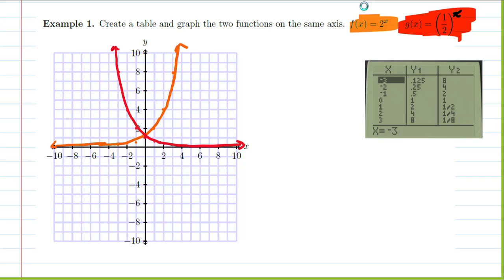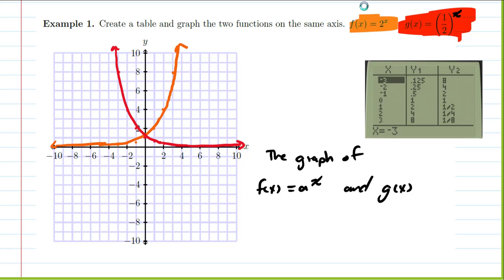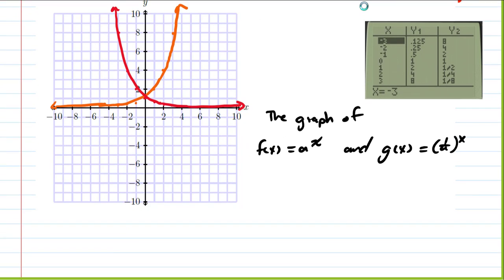And it turns out that that's true, that the graph of f of x equals a to the x and g of x equals 1/a to the x are reflections across the y-axis.